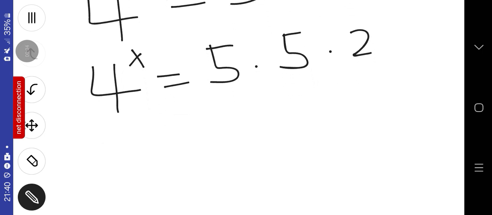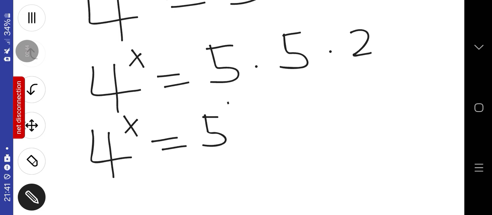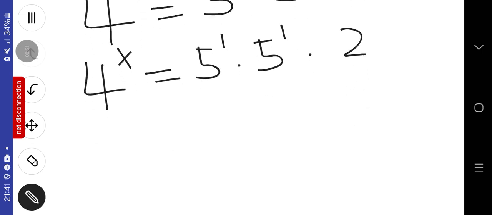Our equation becomes 4 exponent x equals, now 5 is the same as 5 exponent 1. So this is 5 exponent 1, and this is also 5 exponent 1 times 2. Now that we have 5 exponent 1 here and 5 exponent 1 here, we have base 5 here and base 5 here. Therefore, we can apply the product rule, or the product law of indices.